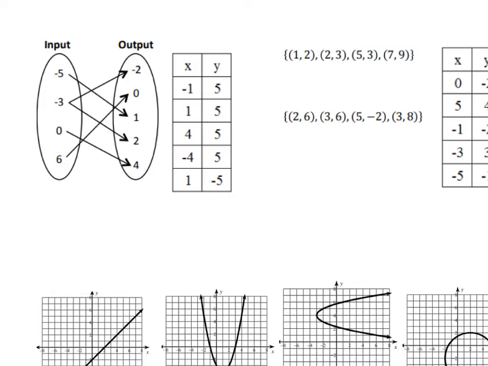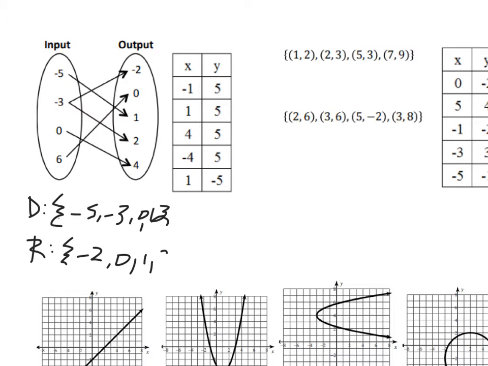So let's do some examples for domain and range and whether it's a function or not. I'm going to do the domain and range part first for this one. So domain in a mapping diagram, which is this kind of egg-looking one, just means writing down your list of numbers, just making sure we follow our rules. So I'm going to do my squiggly brackets. No repeats, in order least to greatest. So -5, -3, 0, and 6. Then my range is -2, 0, 1, 2, 4.